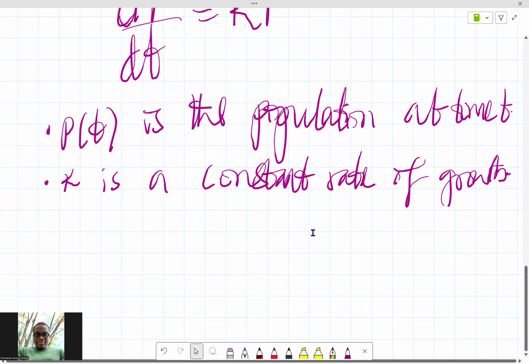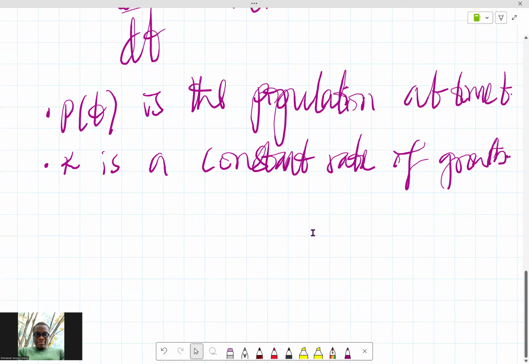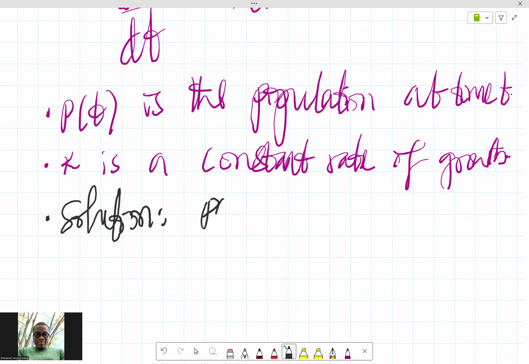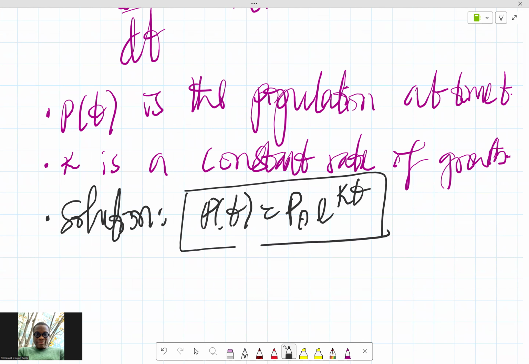Interestingly, the solution to this problem is something like this. If you solve that equation, you get P(t) = P naught e^(kt). Of course, this is easily separable, like we saw before. Here, P naught is the initial population size.